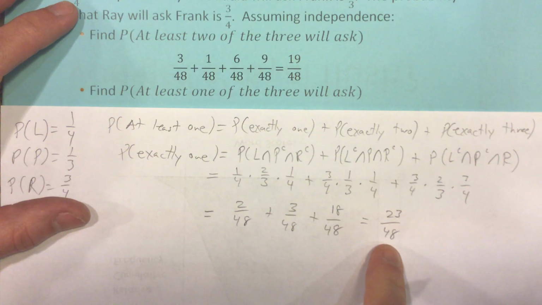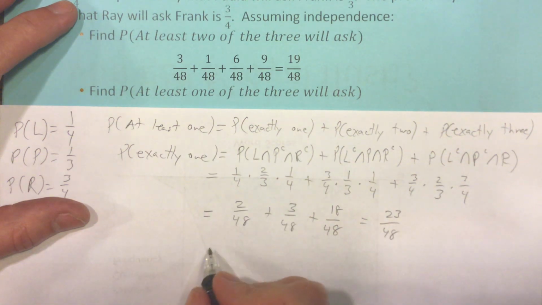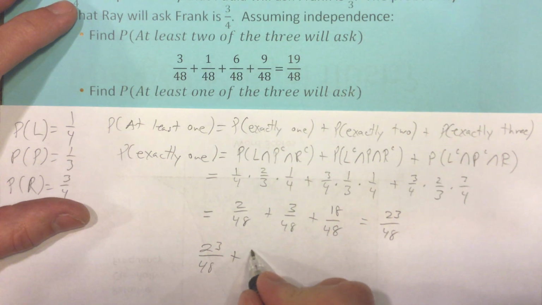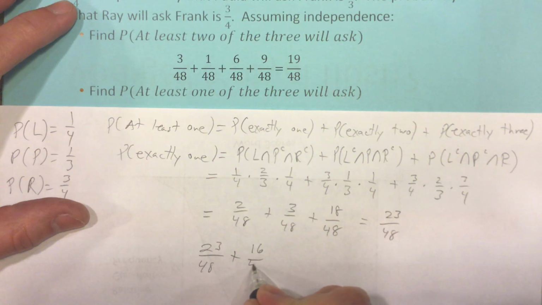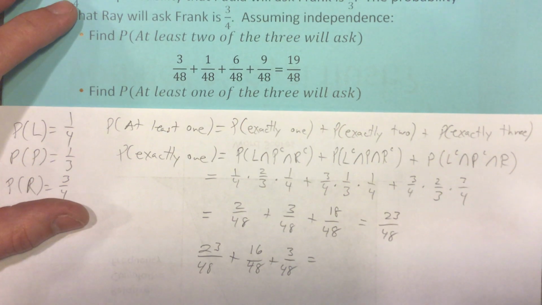And again, that would have been a fair question too, right? I could have said, what's the probability exactly one of the three asks? There's the answer to that. All right, but now the question was at least one. So that would be exactly 1 plus exactly 2, which we had earlier as 16 out of 48, plus all three asking. And there we go. So what is that, 42?